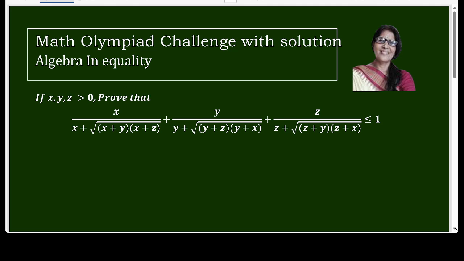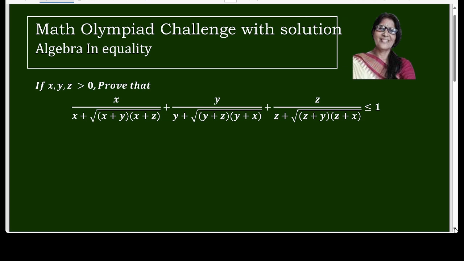So this is a challenging question on the screen from algebra inequality. If x, y, z are all greater than 0, prove that x over x plus square root of (x plus y)(x plus z), plus y over y plus square root of (y plus z)(y plus x), plus z over z plus square root of (z plus y)(z plus x) is less than or equal to 1.